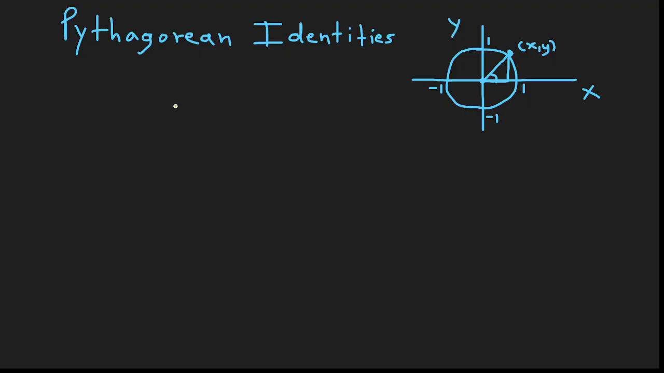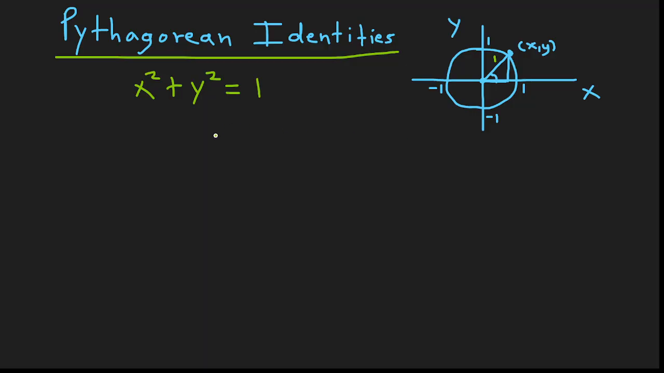Today's topic, we're going to talk about Pythagorean identities. These are the trigonometric Pythagorean identities using the unit circle, which we know is x squared plus y squared equals 1, since we have a radius of 1 for our unit circle. And unit means 1 when you're talking about unit in mathematics.